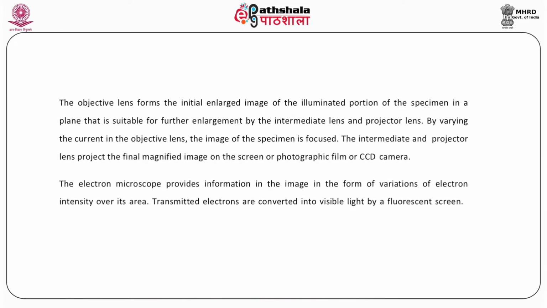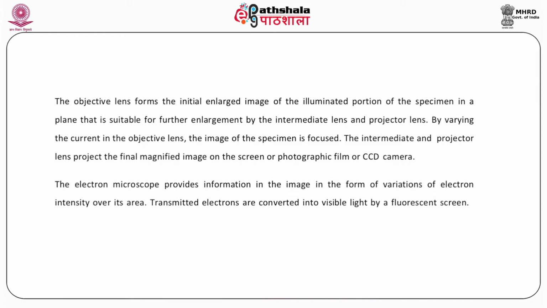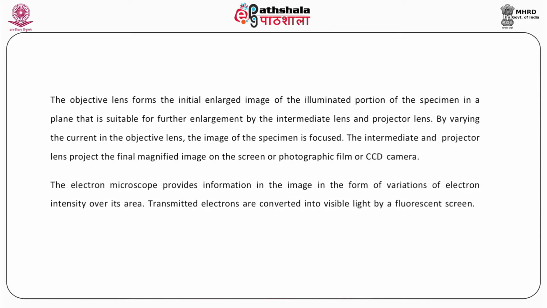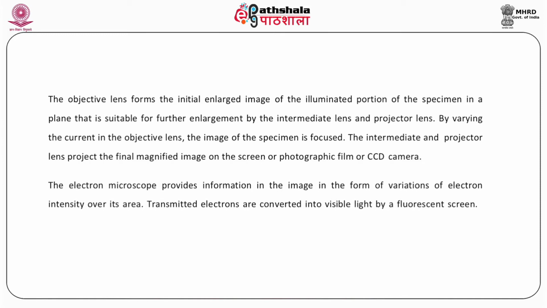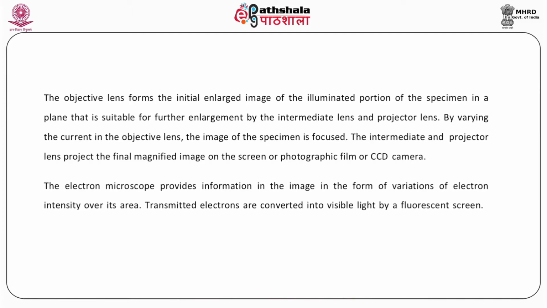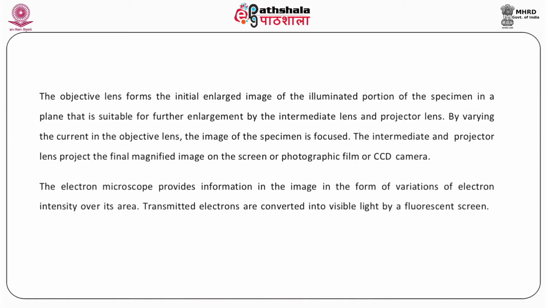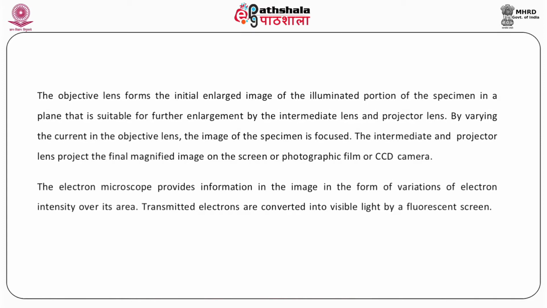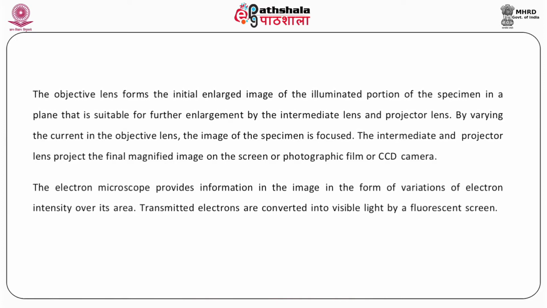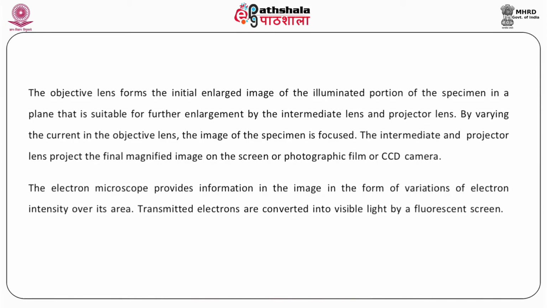After that, an objective lens forms the initial enlarged image of the illuminated portion of the specimen, which can be enlarged at a later stage between the intermediate lens and the projector lens. So these are the various components. By varying the current of the objective lens, the image of the specimen is focused. The intermediate and projector lenses project the final magnified image onto the screen, which can be transferred to a CCD camera.